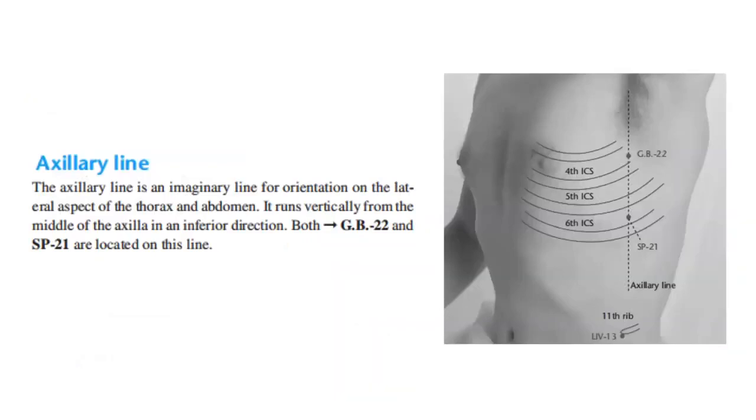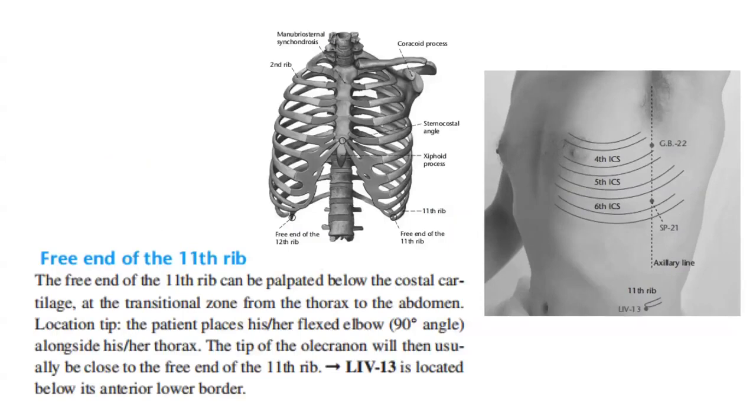The axillary line is an imaginary line for orientation on the lateral aspect of the thorax and abdomen. It runs vertically from the middle of the axilla in an inferior direction. Both gallbladder 22 and spleen 21 are located on this line.